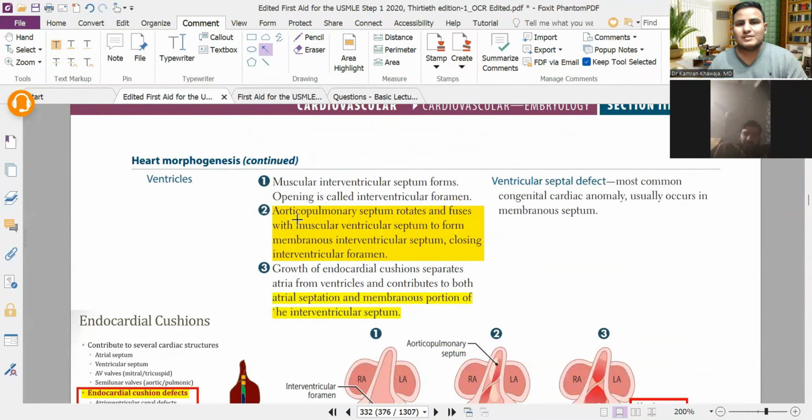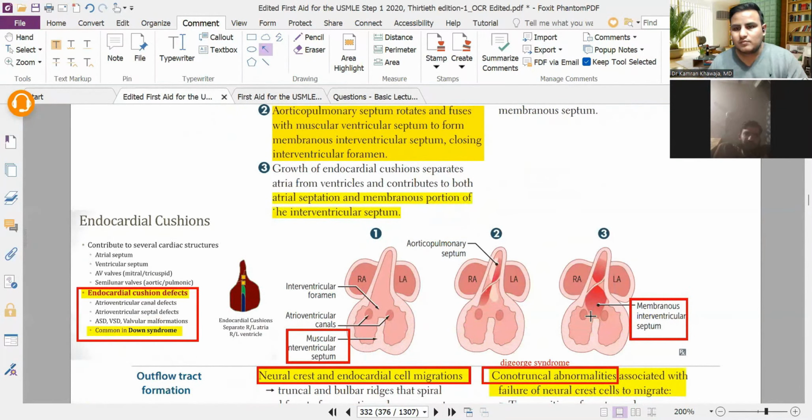Okay. So what is the aorticopulmonary septum? We have already discussed how the interatrial septum forms. Now there is the aorta and the pulmonary trunk. How do we differentiate them? For that, a term is used: aorticopulmonary septal spiraling.